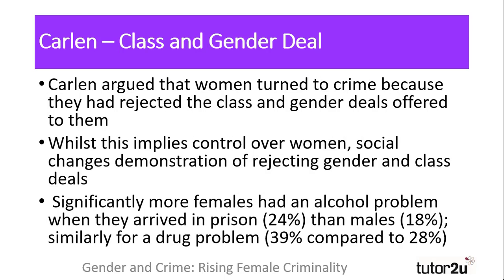The first theory we can apply is that of Carlen's class and gender deals. Now, Carlen argued that women turn to crime due to their rejection of the class and gender deals that society offers them. While this theory is based upon the control of women in society, as those controls have reduced over time, it has led to increased rejection of these deals. And further evidence for this can be applied to Carlen's deals through examining the histories of women in prison, with more females being imprisoned with existing alcohol and drug problems than males, making them less likely to have accepted either the class or gender deals before turning to crime.